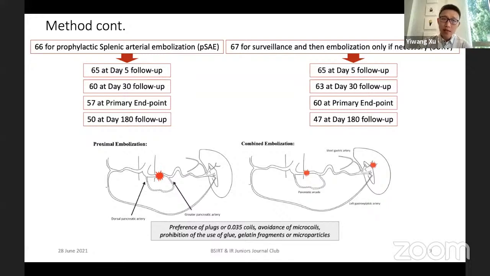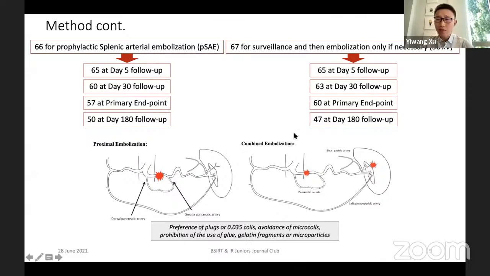For the prophylactic embolization, there are 2 techniques shown at the bottom of the page. It can be proximal embolization only, or a combined distal and then proximal embolization. The authors stress that they use slightly larger coils and avoid microcoils, and definitely do not use firm embolics such as glue and gelatin fragments, to avoid infarction. And we'll come to why that's the case.